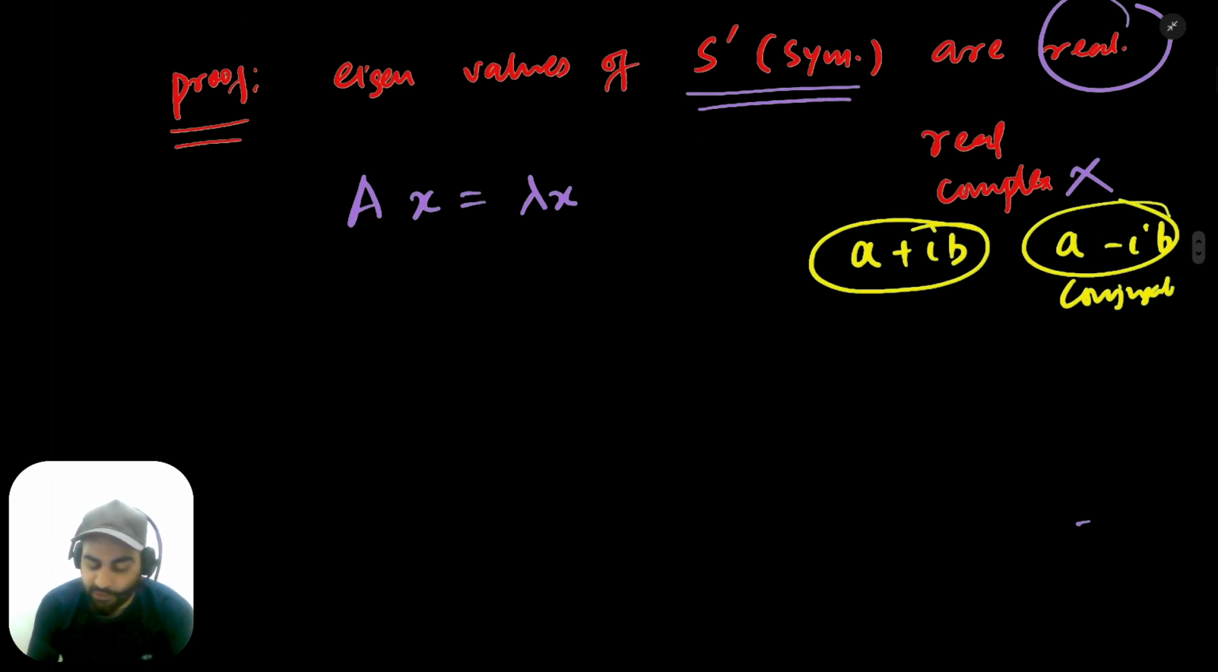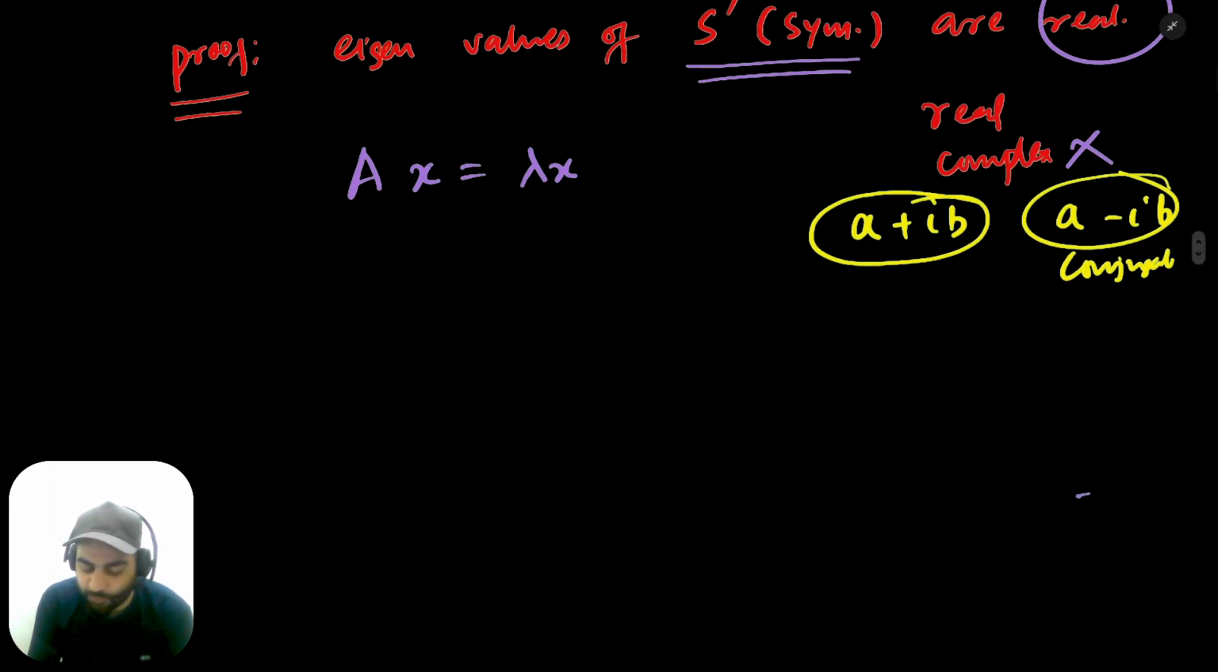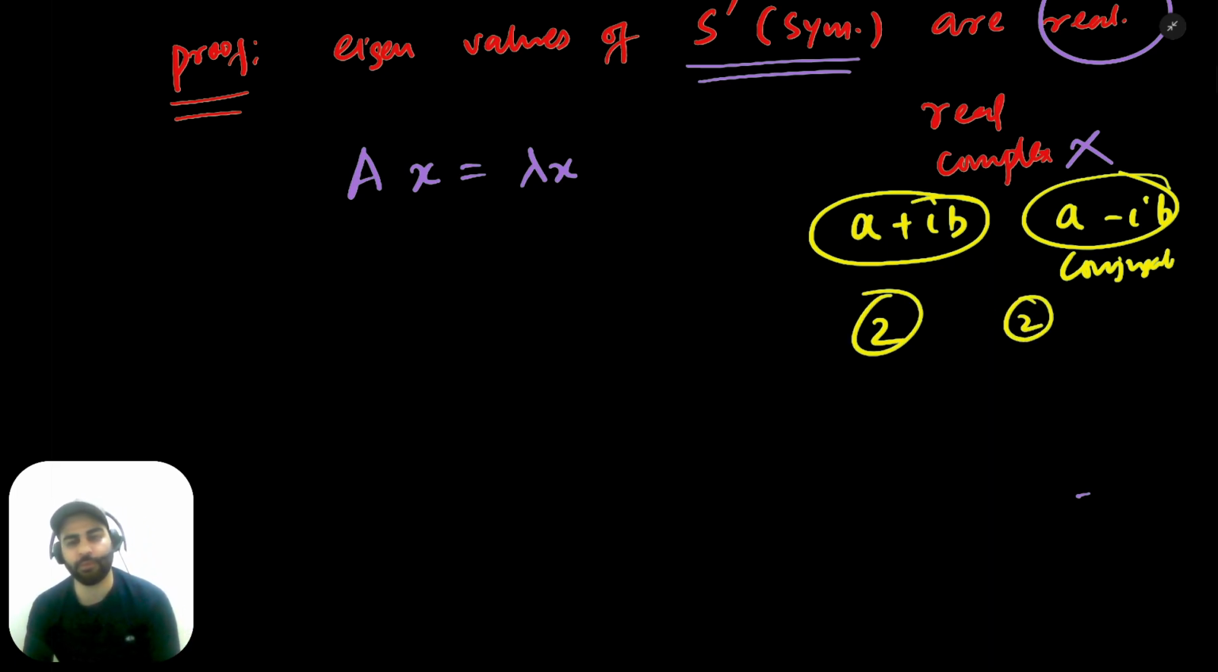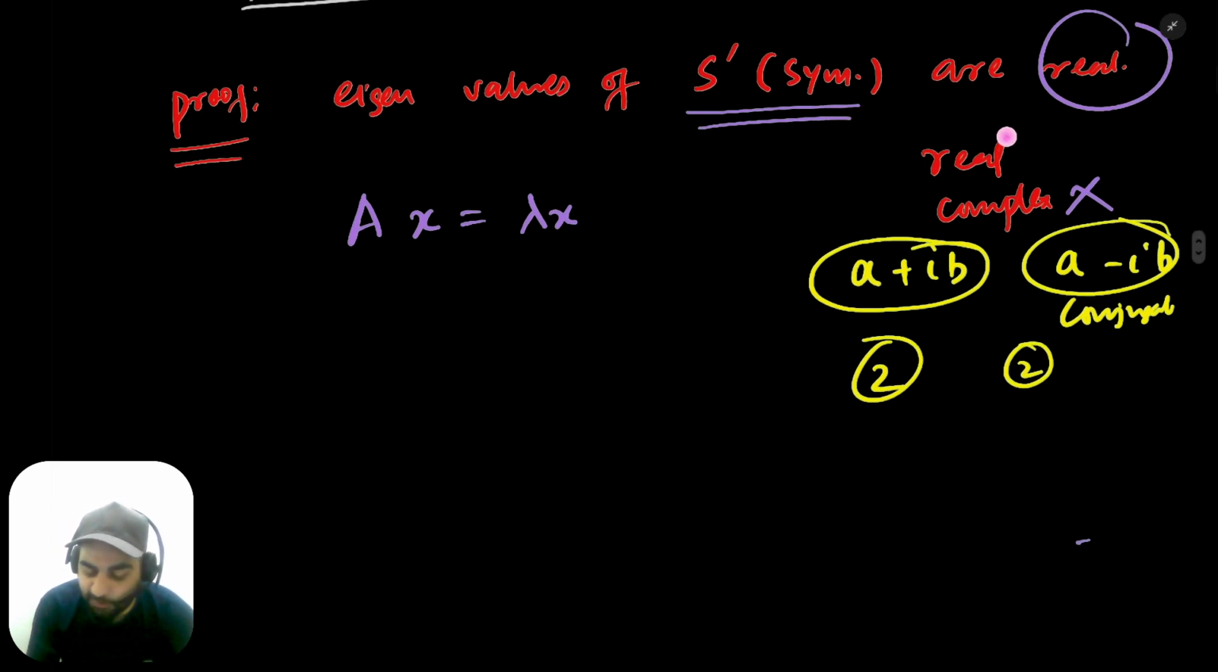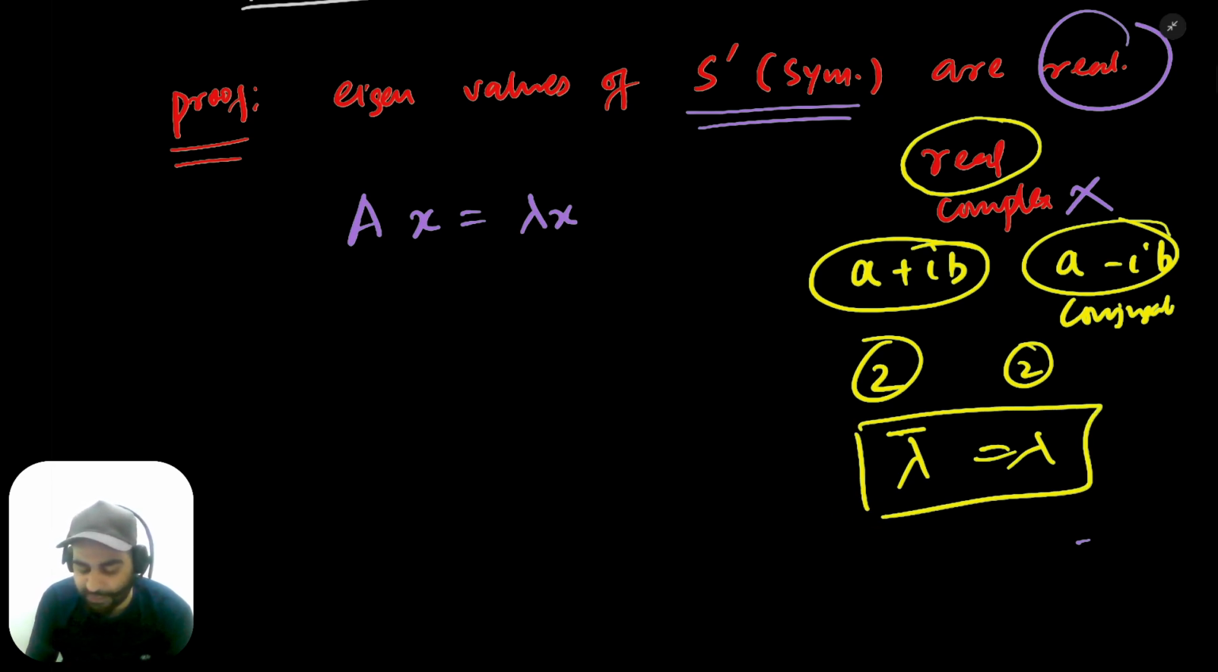But if you have a real number, let's suppose 2, its conjugate will again be 2. So what I need to prove is that the eigenvalue lambda is real. I need to prove that if I conjugate that lambda, it should be equal to lambda. That is my proof that these are real. First, I need to see what I am going to prove.